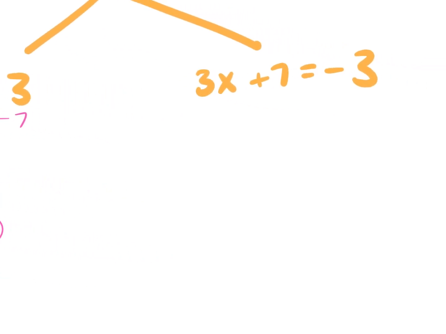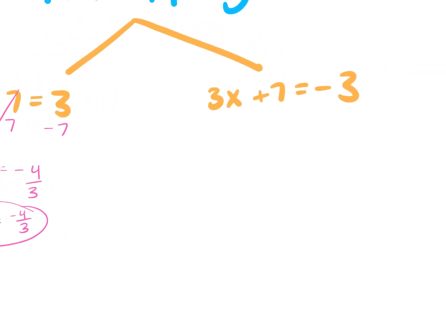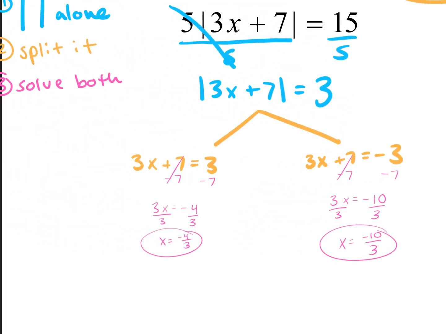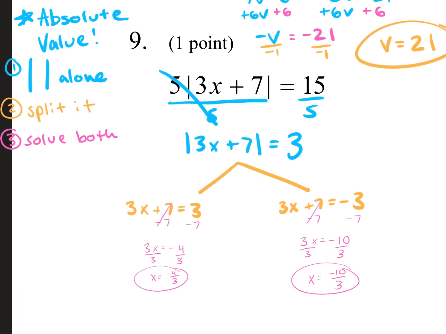Now we have to do the same thing over here with the second one. So what should I do first? Subtract 7 on both sides. So 3x is equal to negative 10. And then what do I do? Divide both sides by 3. So x is equal to negative 10 over 3. So these are my 2 answers. So for absolute values, you will always split it and you'll get 2 answers.